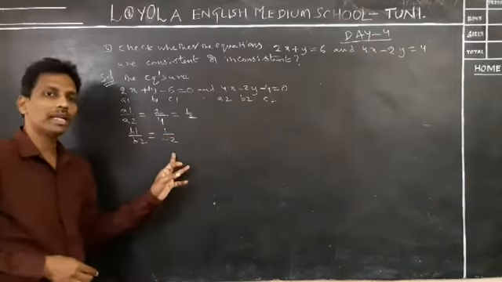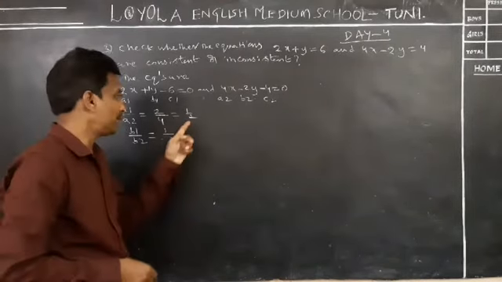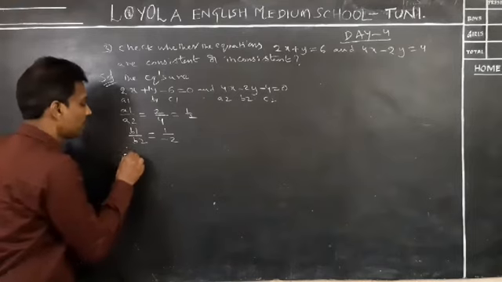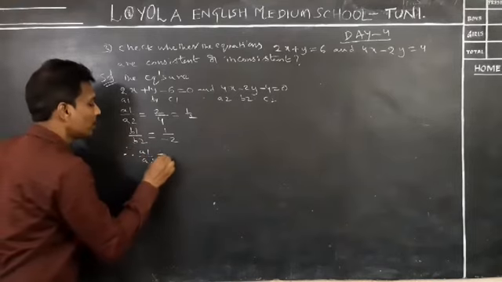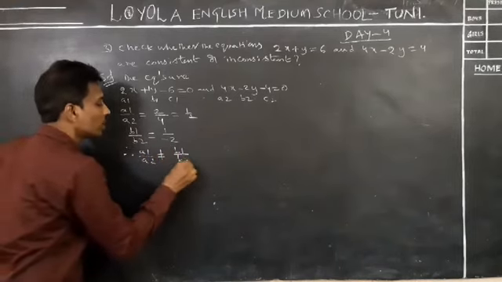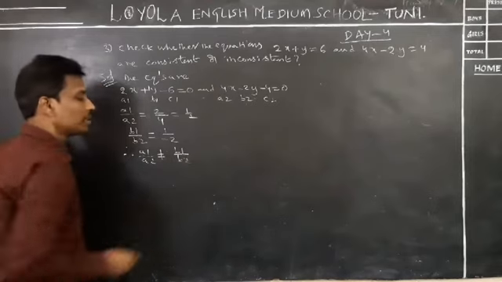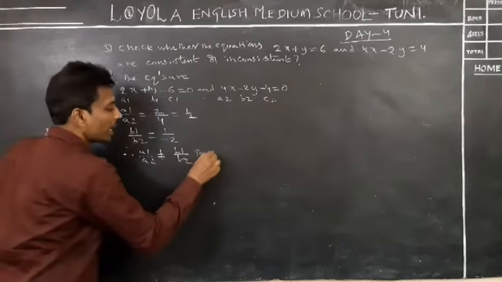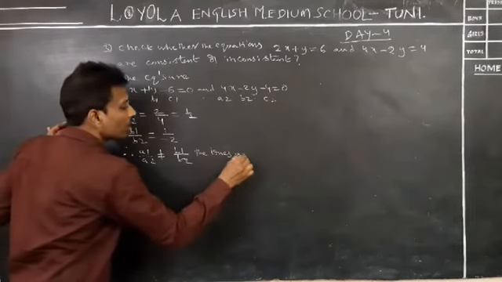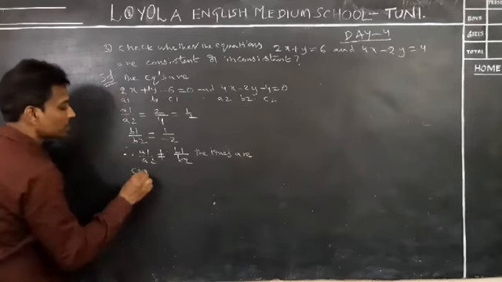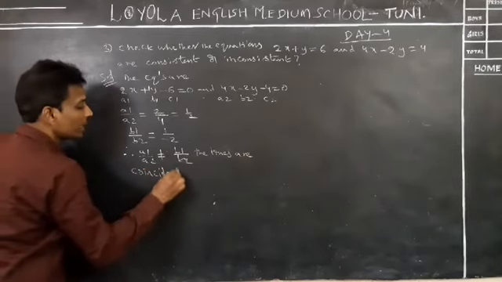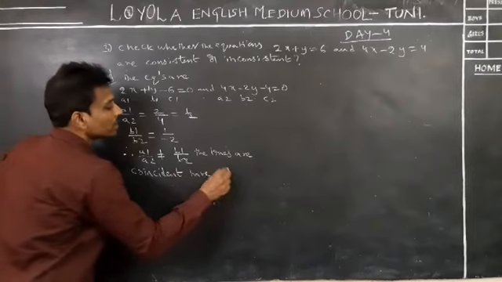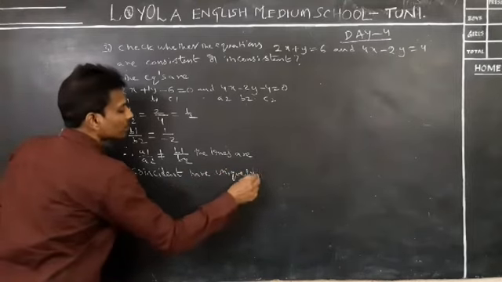1 by 2, 1 by 2, they are equal in magnitude, but here the signs are not equal. So that is the case. We may say that a1 by a2 will not be equal to b1 by b2. So from this we came to know the lines are coincident lines and may have unique solution.